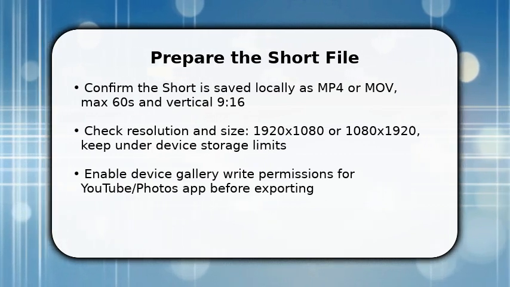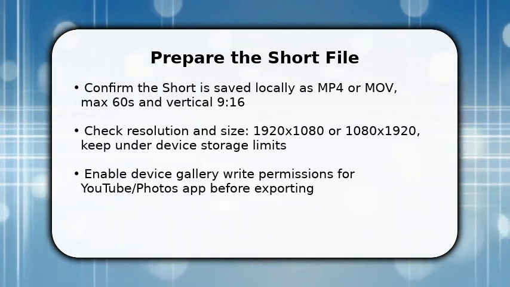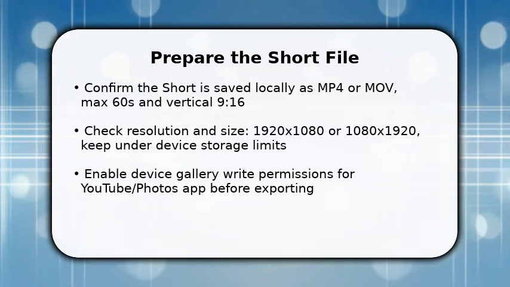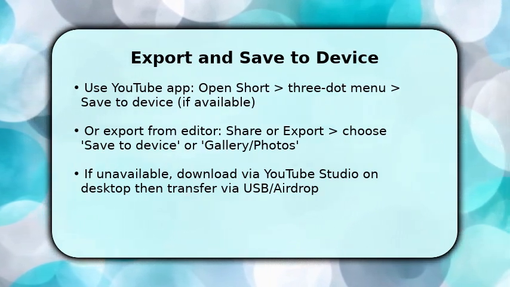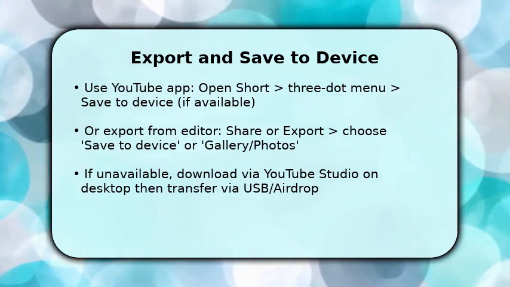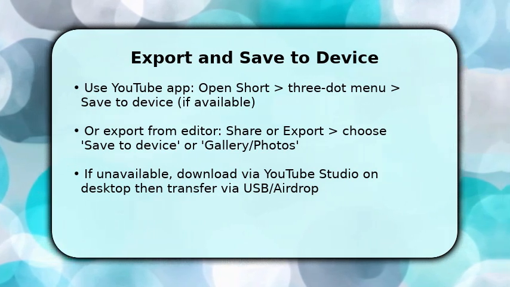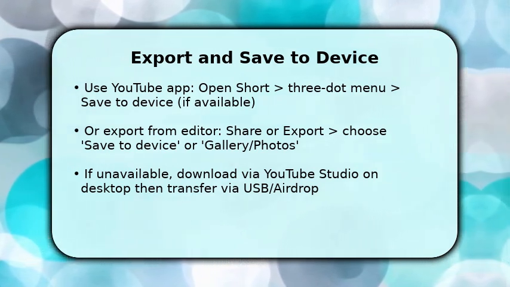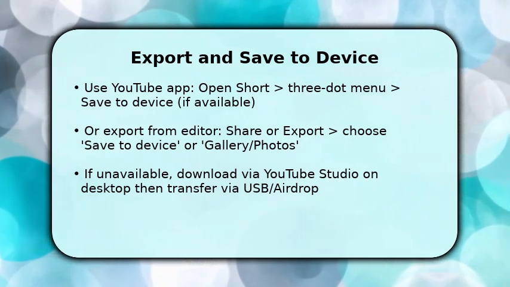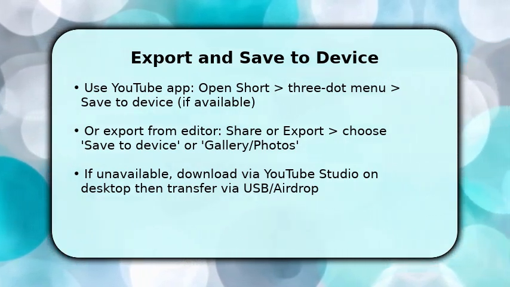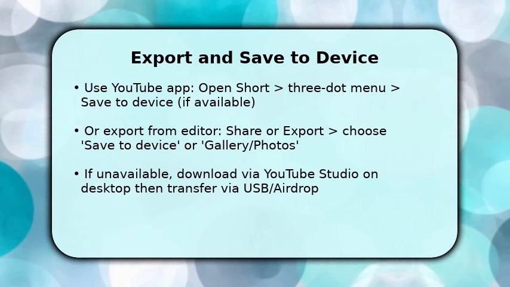You'll save time by confirming resolution and file name. Now, so the gallery recognizes the clip, export and place the file into the device gallery. If you're on mobile, open the short in the YouTube app, tap the three-dot menu and choose Save to Device. This writes to your Photos/Gallery. If you edited elsewhere, use the editor's Share or Export function and pick Gallery or Photos as the destination.